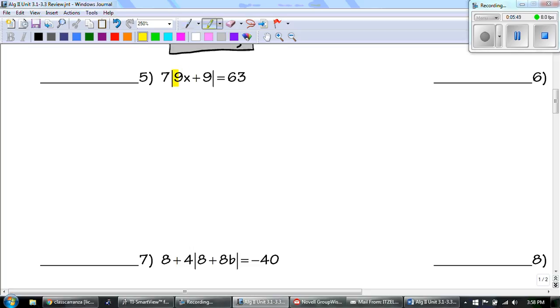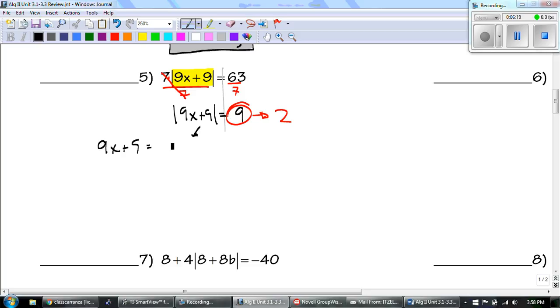Okay, now, is the absolute value by itself? No. Right now, it's being multiplied by 7. To get the absolute value by itself, we have to do the inverse operation. So then we get 9x plus 9 equals 9. And now it equals a positive, so there are two solutions. We have 9x plus 9 equals a -9, and 9x plus 9 equal positive 9.